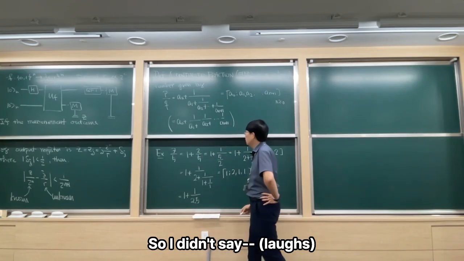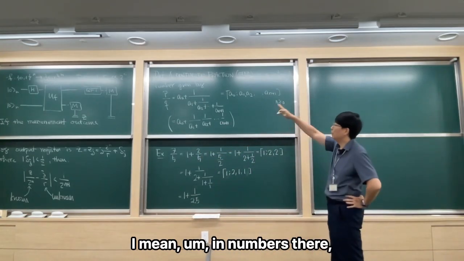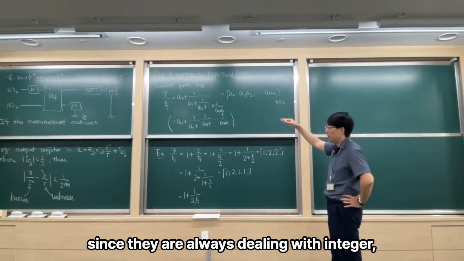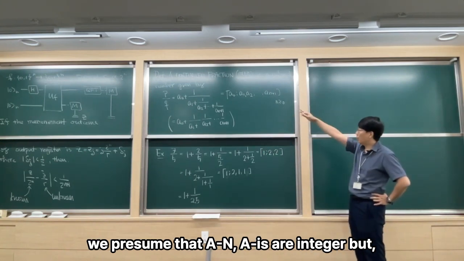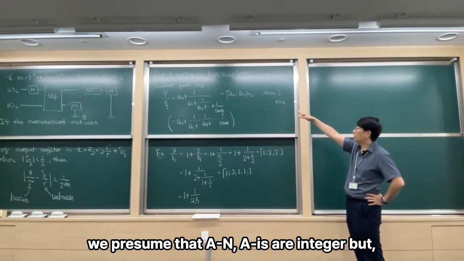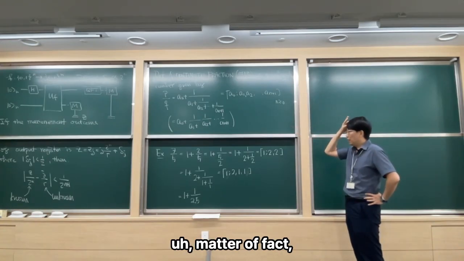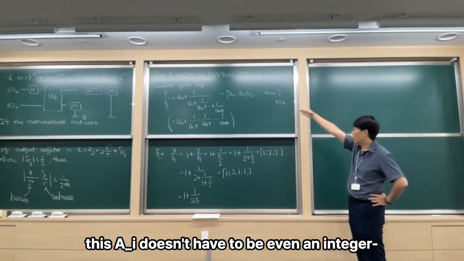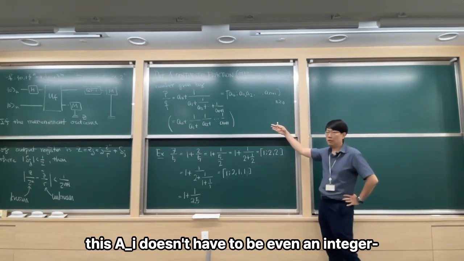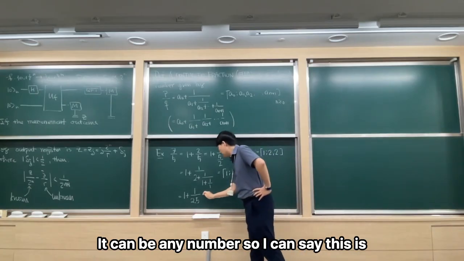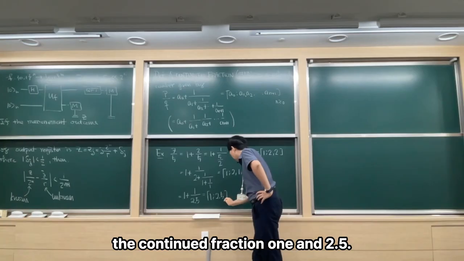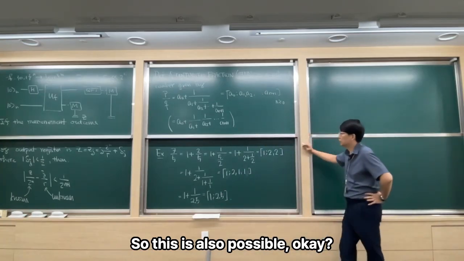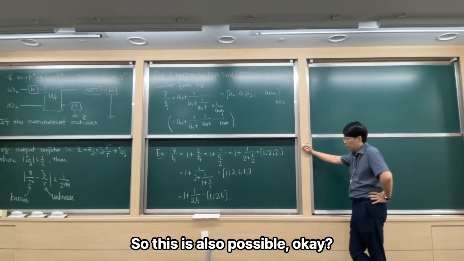Okay, so in number theory, since they are always dealing with integers, we presume that the a_i are integers, but as a matter of fact, this a_i doesn't have to be an integer. It can be any number. So I can say this is the continued fraction 1 and 2.5. So this is also possible. Okay.